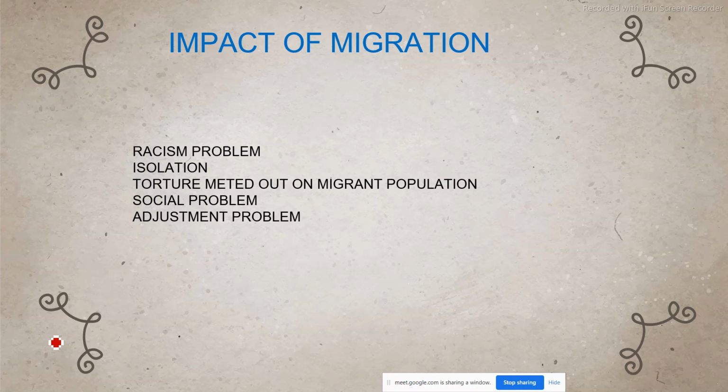Next is adjustment problem. Definitely, when you are moving to another country, both sides have to adjust. The people who are accepting you as a migrant, that country, and also you have to adjust, right? Many times the immigrant finds it difficult to adjust to the changes in the climate, in the customs, in the culture, and sometimes food, because food is also one thing.